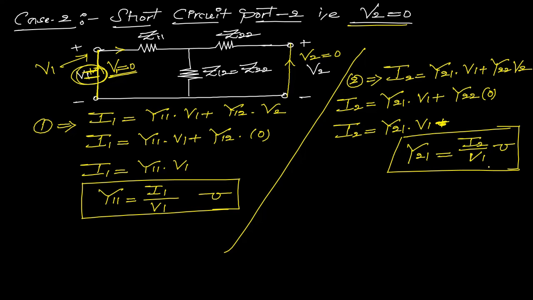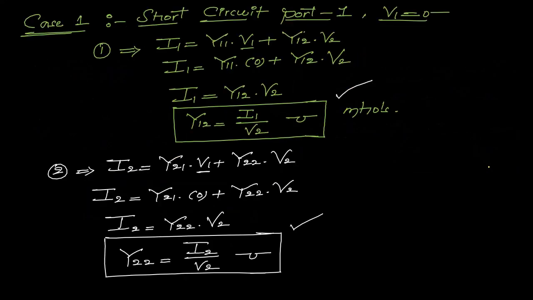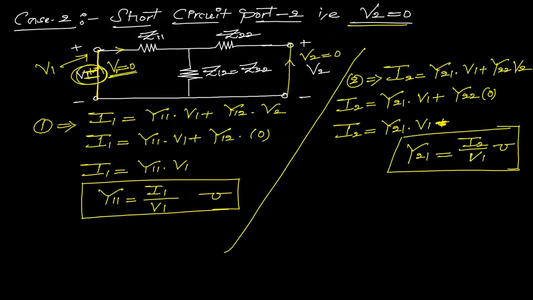So in case number 1 we are short circuiting port 1, which means the value of V1 is equal to 0. Now substitute that value of V1 in equations number 1 and 2. You will get two parameters: Y12 is equal to I1 by V2, and Y22 is equal to I2 by V2. Coming to case number 2, short circuit port 2, that is V2 is equal to 0. Substitute V2 equal to 0 in equations 1 and 2. You will get the parameters Y11 is equal to I1 by V1, and Y21 is equal to I2 by V1. Clear? So like this we need to get the values of the Y parameters.